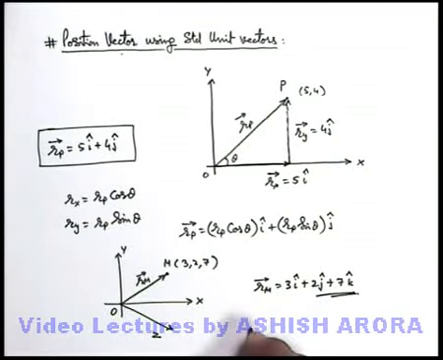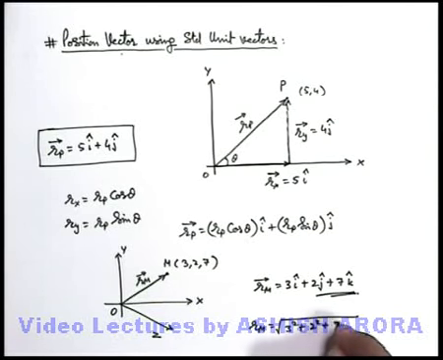And we can also calculate the magnitude of this Rm by using the root of 3 square plus 2 square plus 7 square. Easily you can get the magnitude of any vector which is expressed in terms of standard unit vectors.